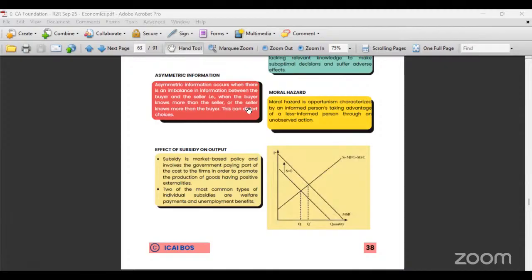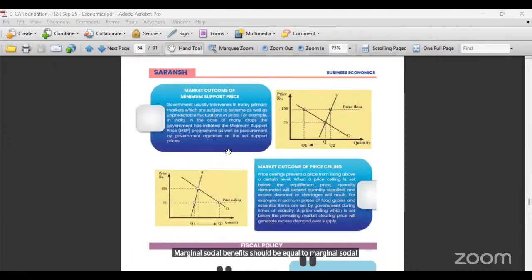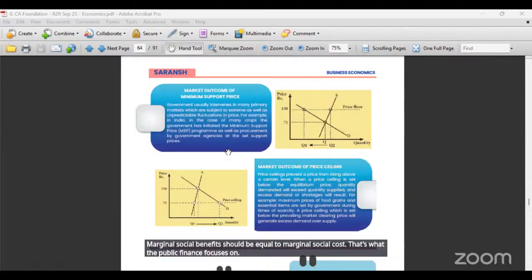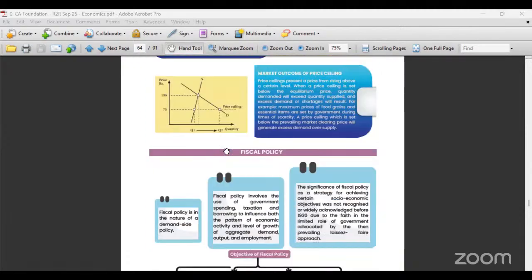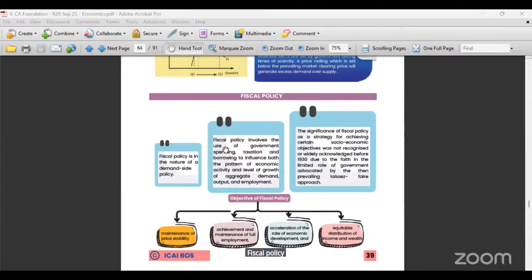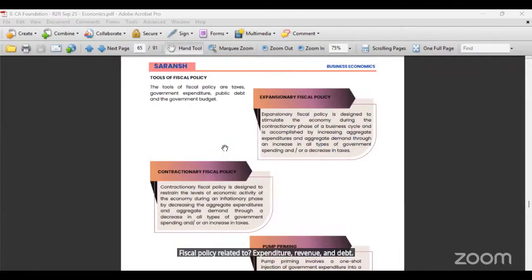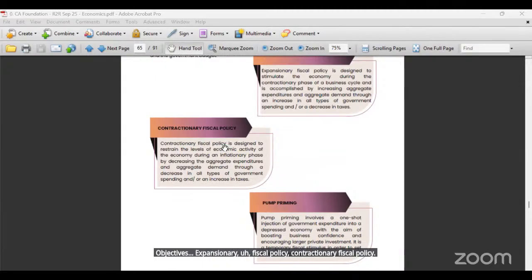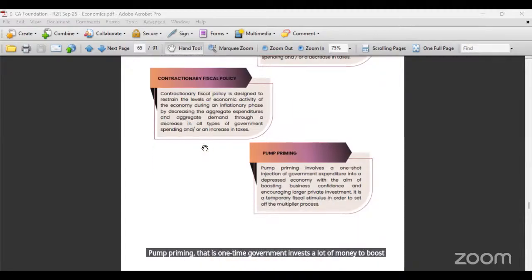Marginal social benefit should be equal to marginal social cost. That's what public finance focuses on. Fiscal policy related to expenditure, revenue, and debt. Objectives: expansionary fiscal policy, contractionary fiscal policy. Pump priming, that is one time government invests a lot of money to boost the private sector.